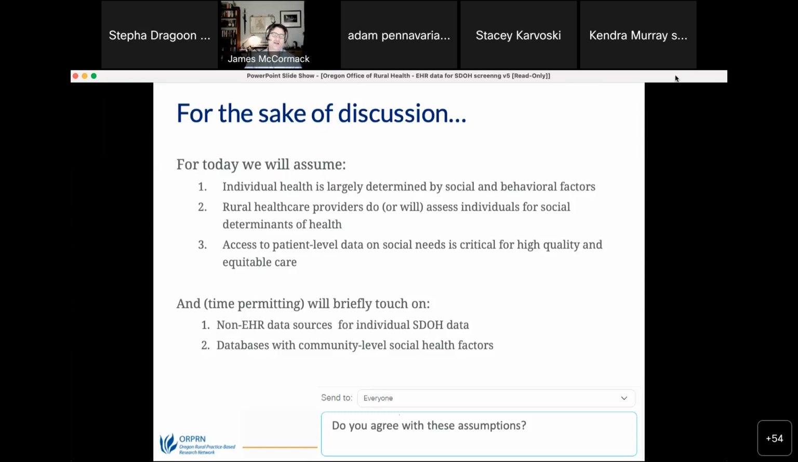And then finally, another kind of interesting topic for me is databases with community level social factors. In doing research for this, I came across the ARC database that shows regional social factors by a variety of geographic and demographic features. It's always interesting to combine those data about the community with data on your patient population when doing population health. So those databases are out there and they're getting better. We're really not going to talk about those today.